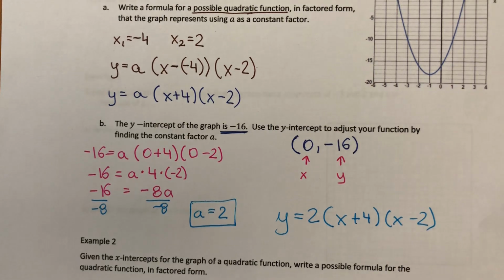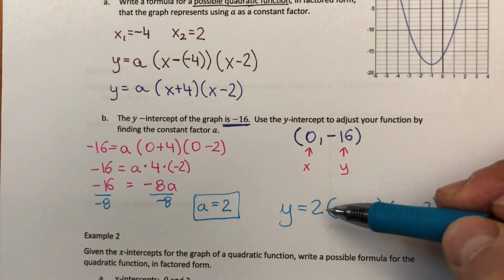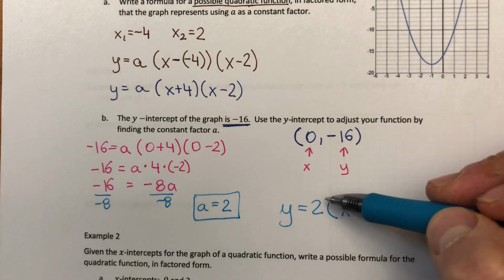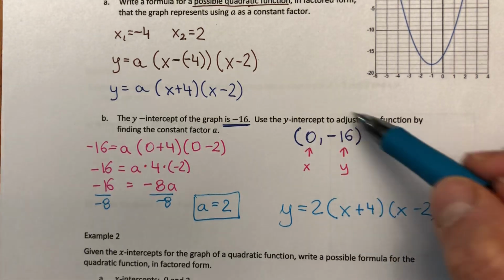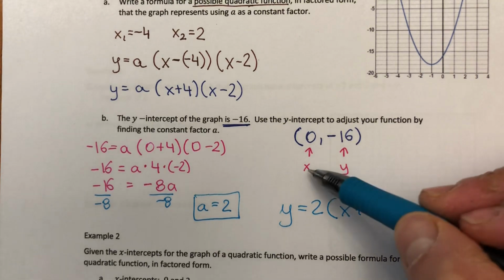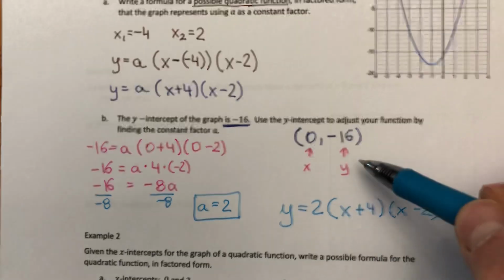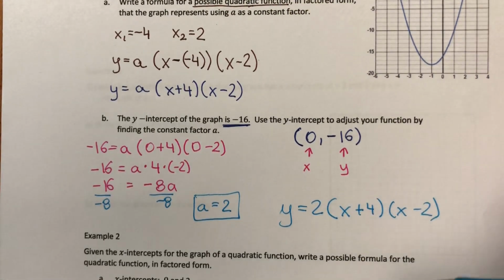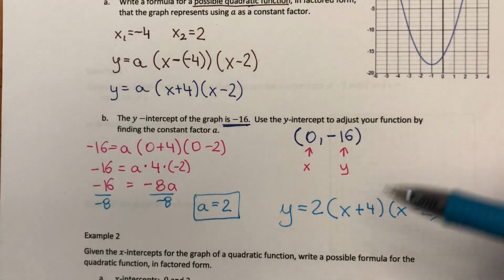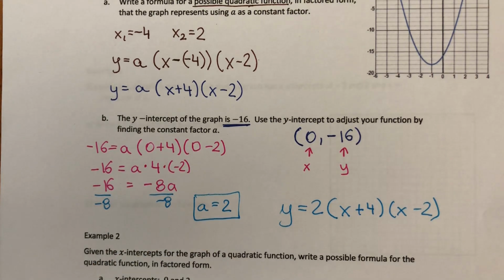So remember, the key in finding the a, the key in finding that coefficient, is to figure out another point that belongs to the graph and plug it in. The first coordinate is going to go in place of x, the second one is going to go in place of y, and the only unknown that you will have in your equation is going to be a.